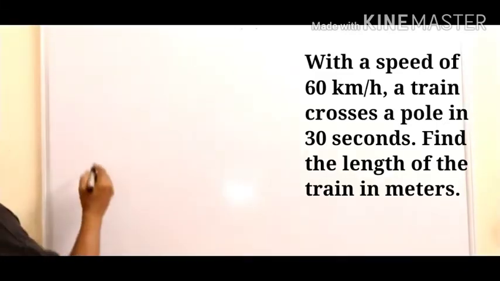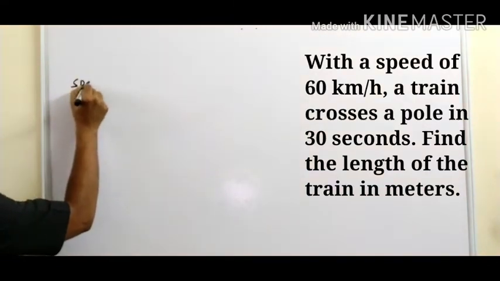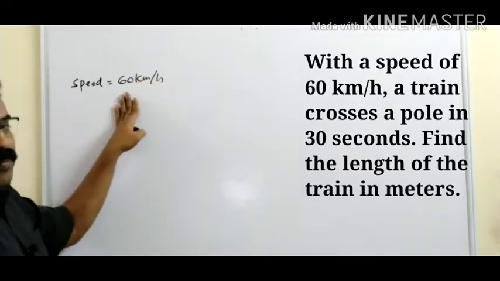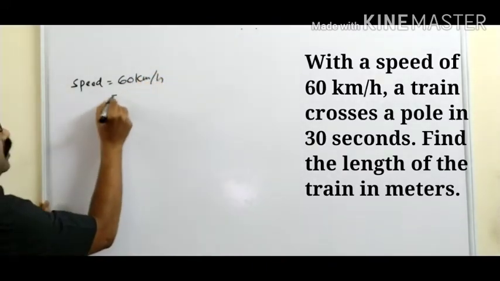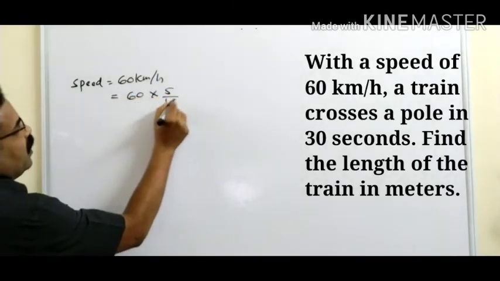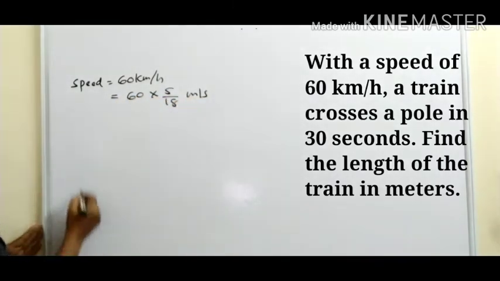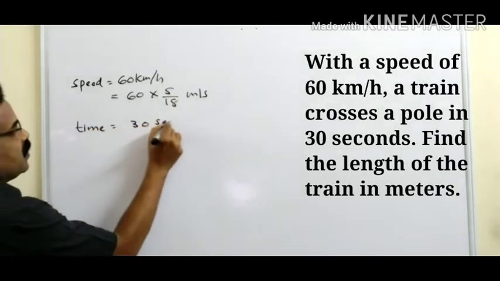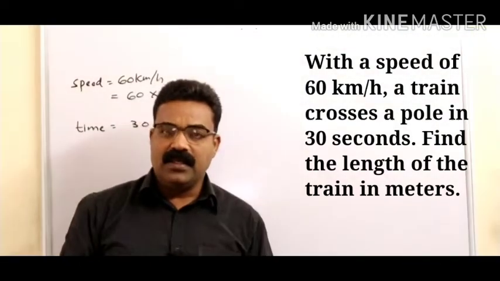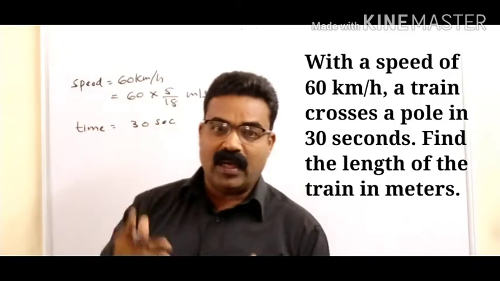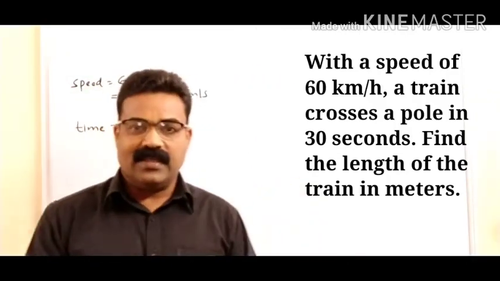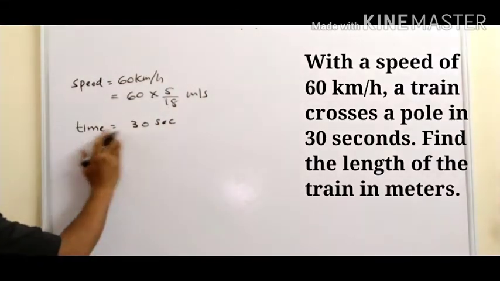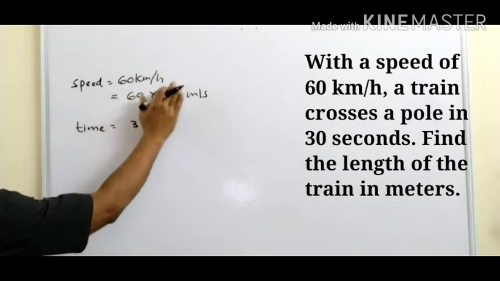Okay, so here what is given? Let us write it. Speed is equal to 60 km per hour. We know 60 km per hour can be converted into meter per second. How many meter per second? 60 into 5 by 18 meter per second. Okay, and time taken is equal to 30 seconds. Why do we need to convert this into meter per second? Because speed is given in kilometer per hour and time is given in seconds. So we have to convert that kilometer per hour into meter per second.